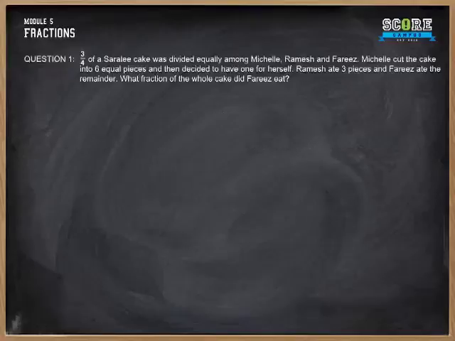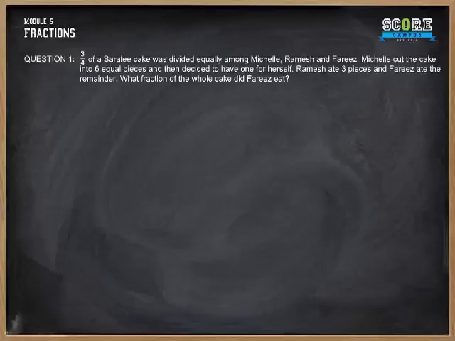All right. Question 1: 3/4 of a Sara Lee cake was divided equally among Michelle, Ramesh and Fariz. Michelle cut the cake into 6 equal pieces and then decided to have one for herself. Ramesh ate 3 pieces and Fariz ate the remainder. What fraction of the whole cake did Fariz eat?